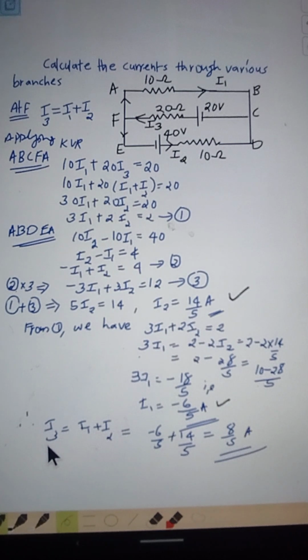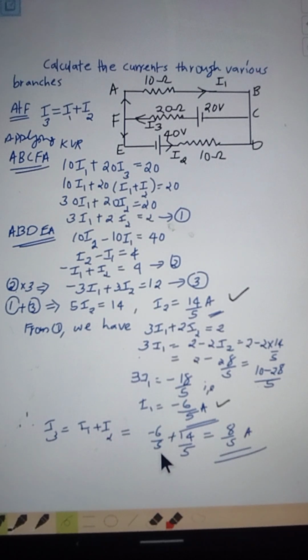So what is I3? According to Kirchhoff's first rule, I3 is equal to I1 plus I2. Substituting the values, I1 is equal to minus 6 by 5 and I2 is equal to 14 by 5. So we get I3 as 8 by 5 ampere. So we calculated all currents through all branches.